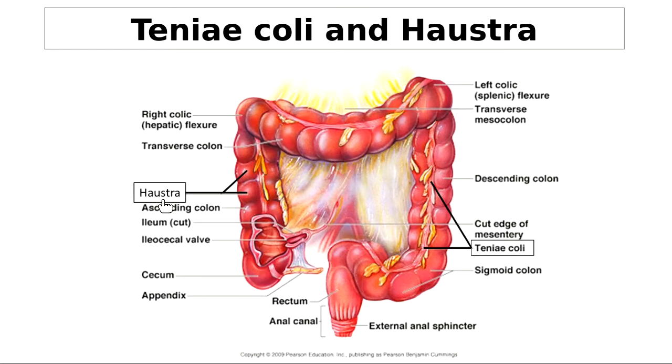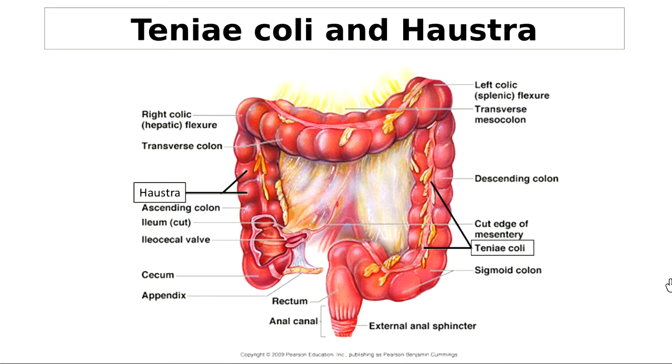And then right above that is teniae coli. There's a band of muscle that goes down the middle on the front and the back of the colon. It's on the right hand side there. Teniae, second word coli, longitudinal bands of muscle.